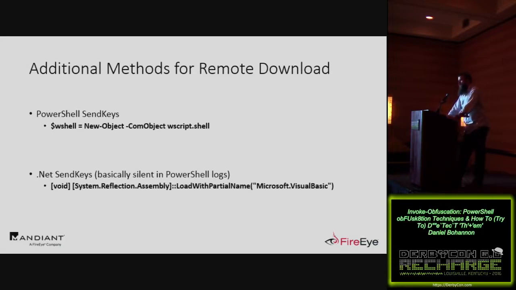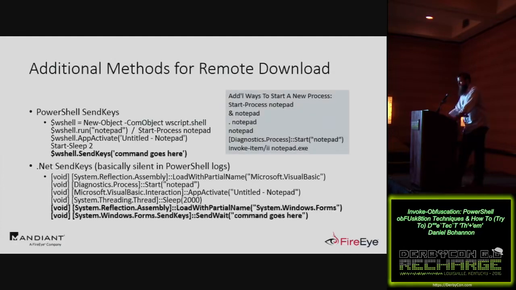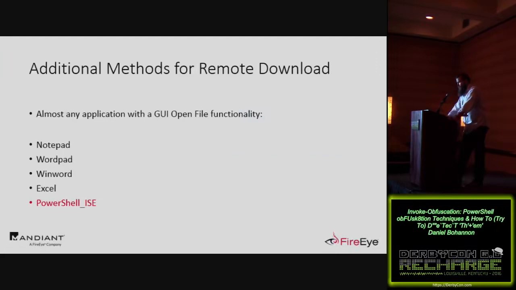At the end of the day, as a red teamer, whenever PowerShell makes something easier for you, it's usually to get better visibility. So for most things that PowerShell makes easy, .NET is really what's happening under the hood. For every step of what we just did, there is the .NET version of doing it. And if you add a void in front of it, it is nearly silent in the logs. So anything with an open file GUI, you can do this with.